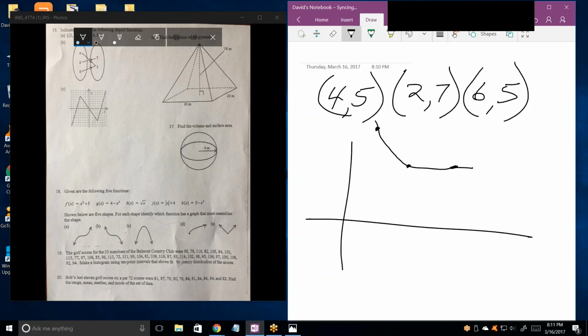If I were to connect those, that's a function. It passes the vertical line test. And basically you're looking for the 3 dots to pass the vertical line test. And they do.